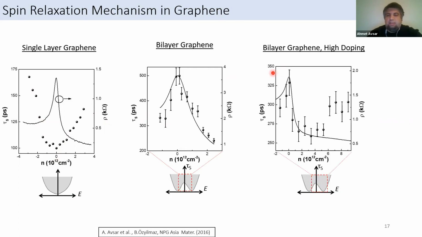And by using this dual gated bilayer graphene, you can dope a bit higher. And we could see that around 4 times 10 to the power 12, spin lifetime starts to increase a bit. So I'm not claiming this is a confirmation of the resonance scattering via these magnetic impurities, but I think our experiment was kind of suggesting, supporting that idea.